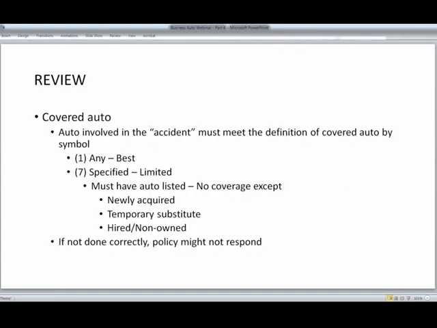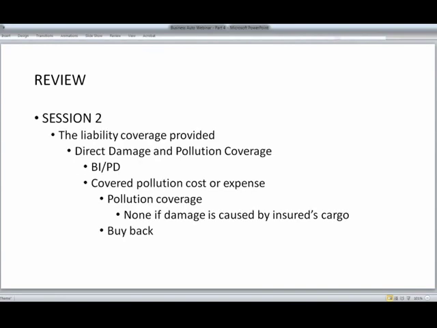What's a covered auto? Clearly, any is the best. That is often found for the general use of the business auto policy, not normally in the larger vehicle commercial arena, particularly for hire. Specified would be the other option. If it's specified, then it must be listed on the policy, or there's no coverage caused by that vehicle, unless it is a newly acquired, temporary substitute, or if you have hired or non-owned coverage, hired or not on. If you don't set the symbols up properly and have the named insured addressed properly, the policy will not respond.